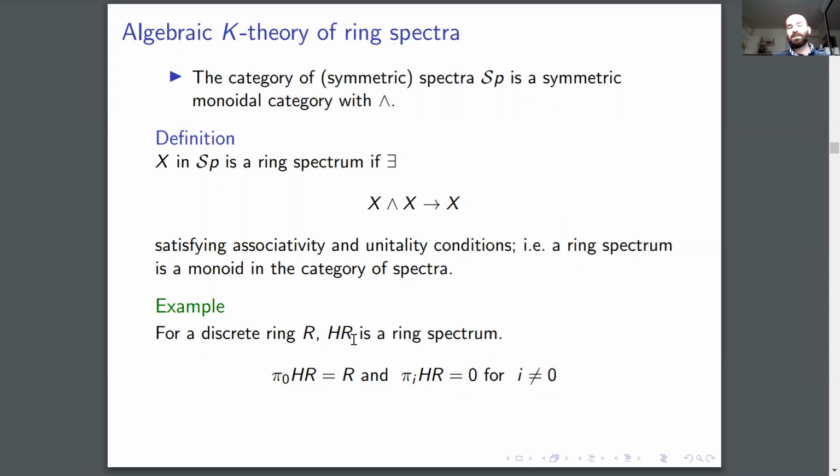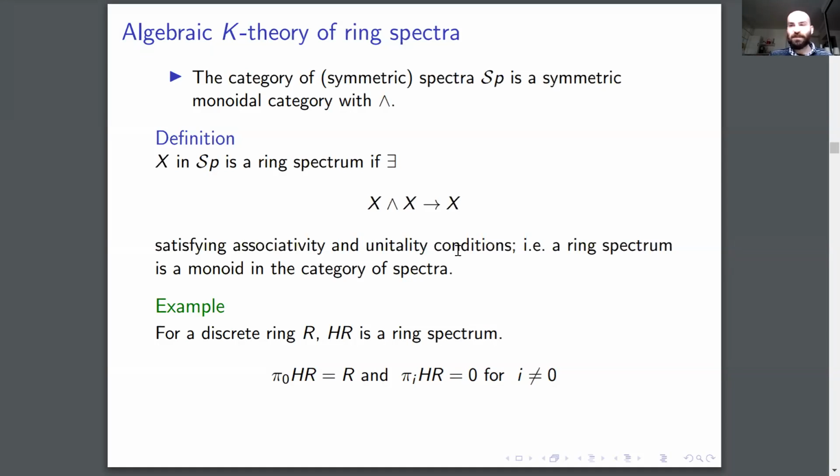This is a unique spectrum that is given by the property that its degree 0 homotopy group is R, and the rest of its homotopy groups are just trivial. Okay, so this is like the Algebraic space, right? And it's uniquely determined, just like the way Algebraic spaces are uniquely determined. And this is a ring spectrum.